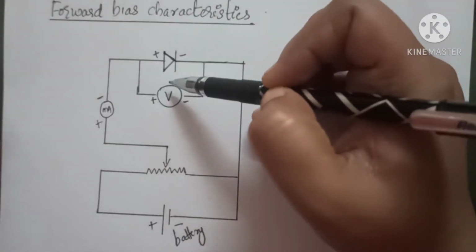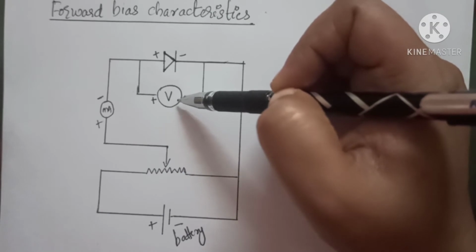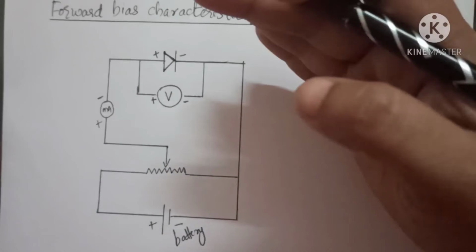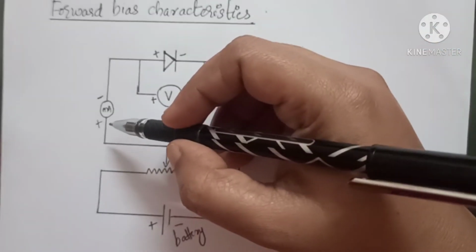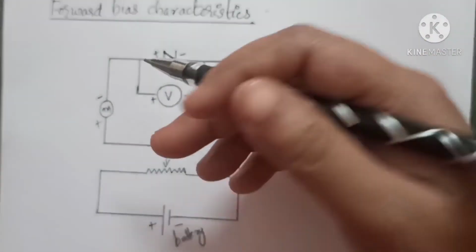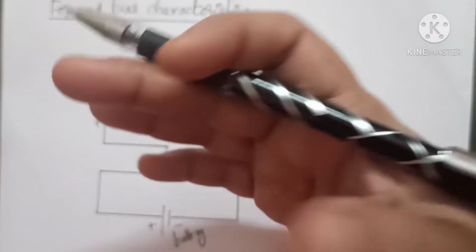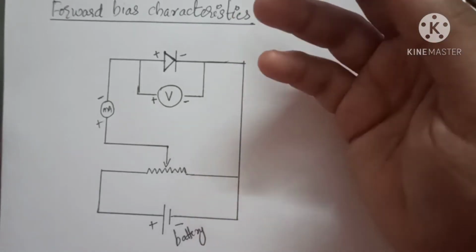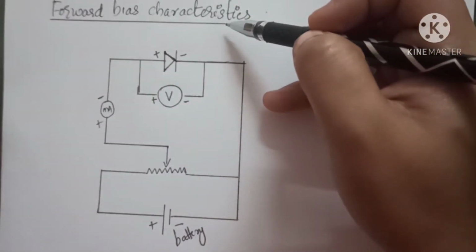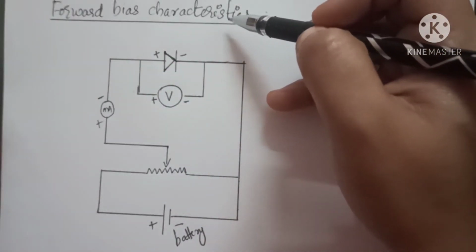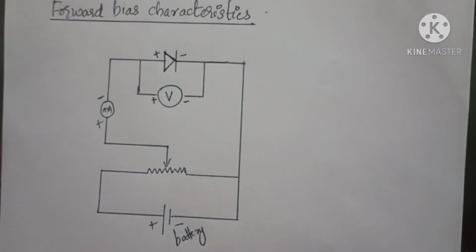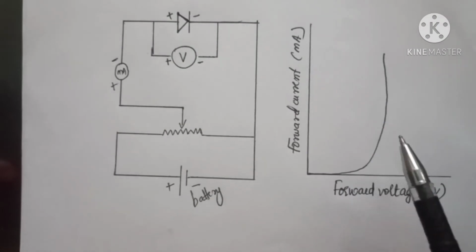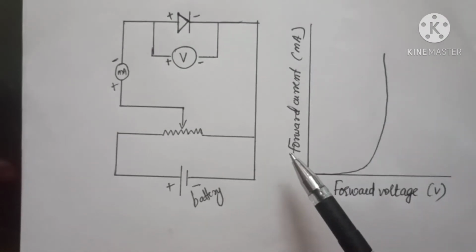Now by changing the value of the voltage step by step, starting from low value and increasing step by step, you can notice a change in the current also. So we can take observations like the voltmeter reading and current reading, and after that a graph is plotted. That is what we call the forward bias characteristics. So how does the graph look like? Now let us see that. This is the graph that is plotted for this forward voltage and forward current.